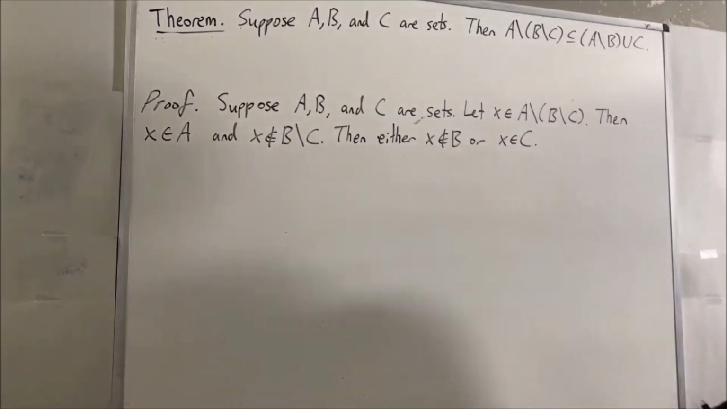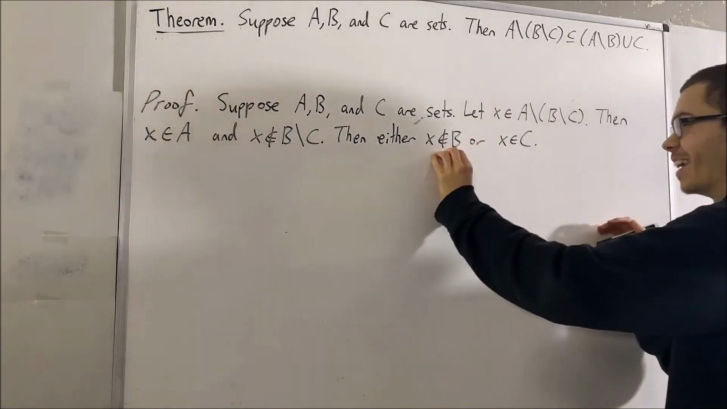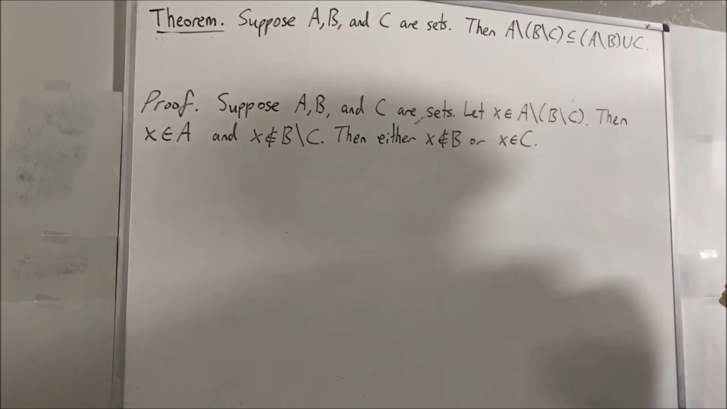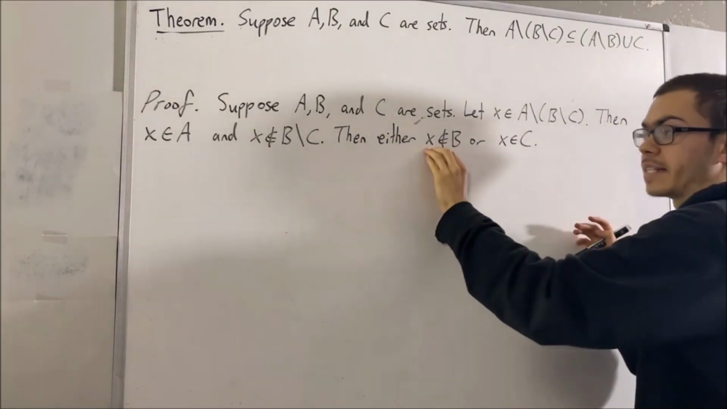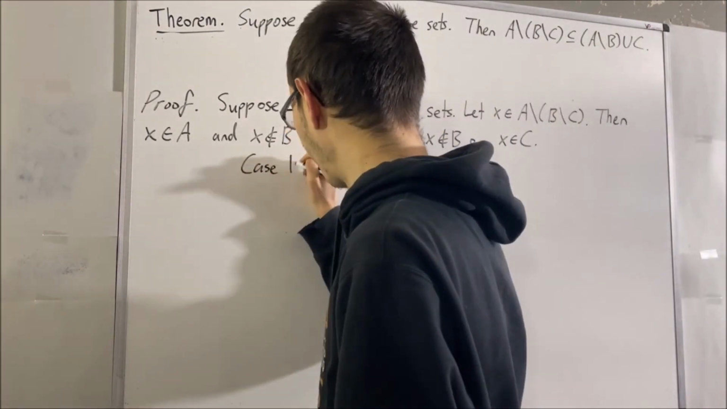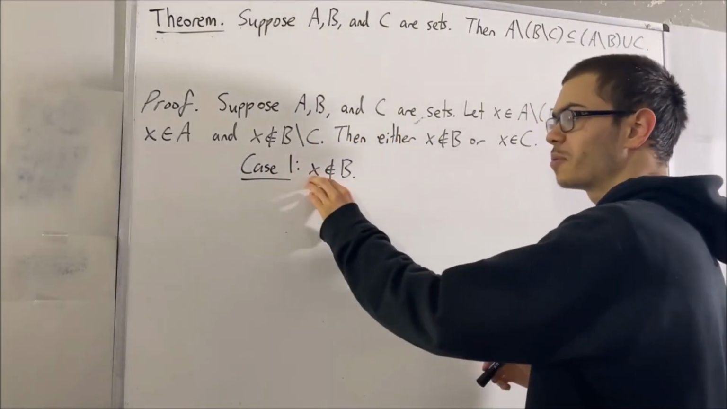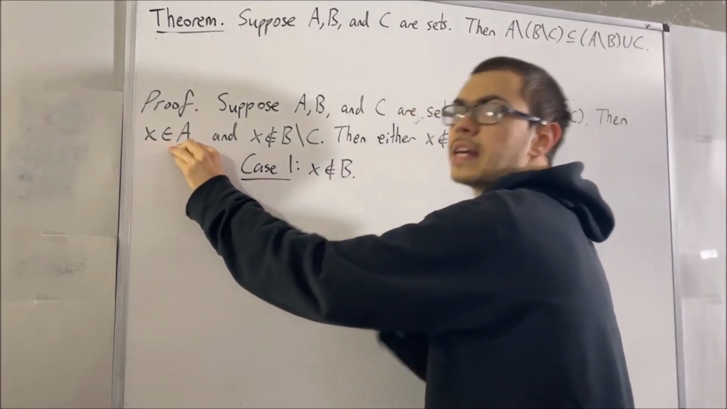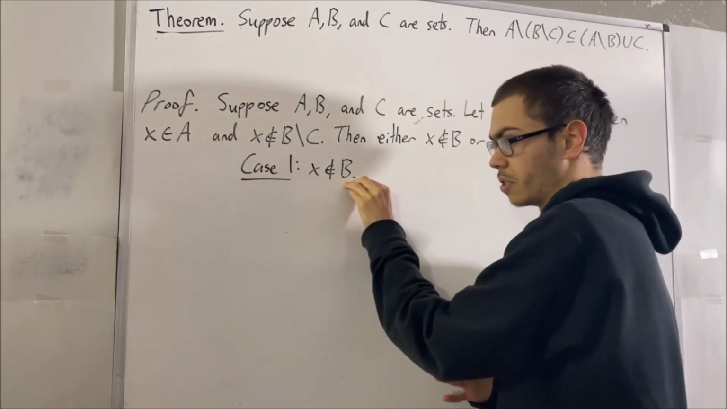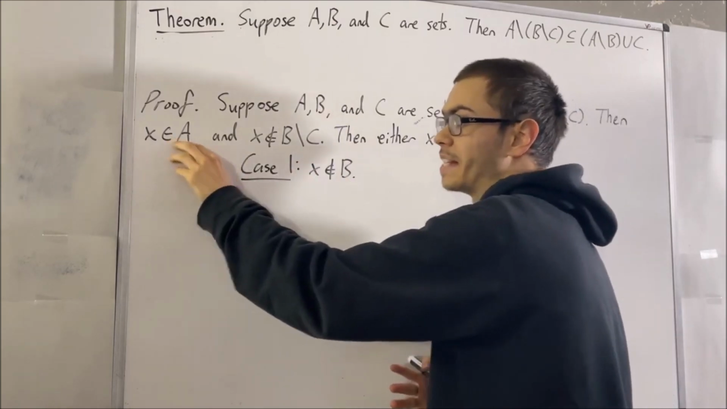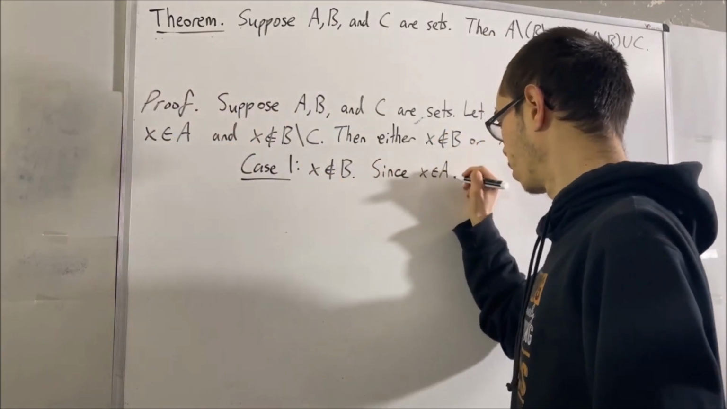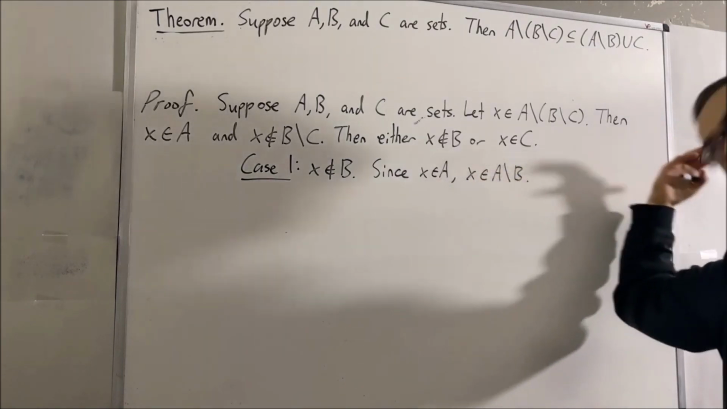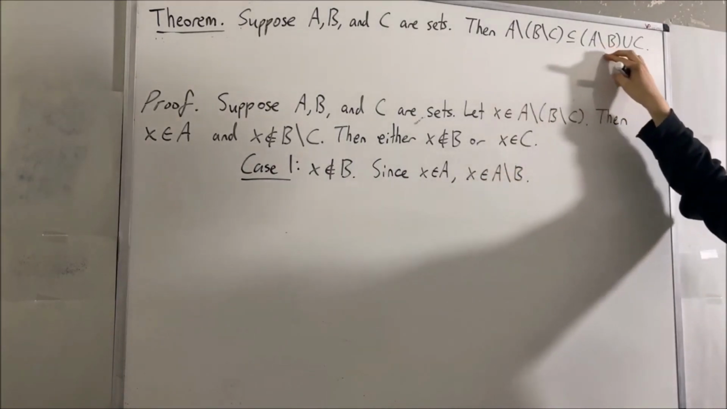Okay, so what we gotta do is we're going to prove in either case we have that X is an element of this set. So let's start with the case that X is not an element of B. In the case where X is not an element of B, well, we know that X is an element of A and X is not an element of B. So X must be an element of A set minus B. And since X is an element of A set minus B, clearly that means X is an element of A set minus B or C.